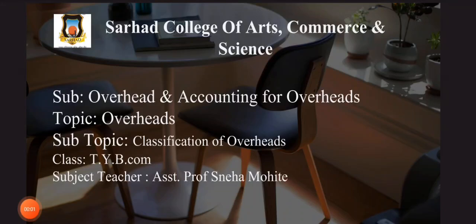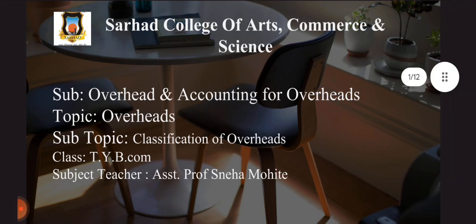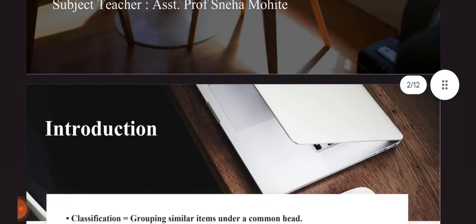Hello everyone. Today we are going to learn a very important topic from cost accounting, that is classification of overheads. This topic is especially useful and important from an exam point of view. So let's start with the basic idea. What do we mean by classification of overheads?